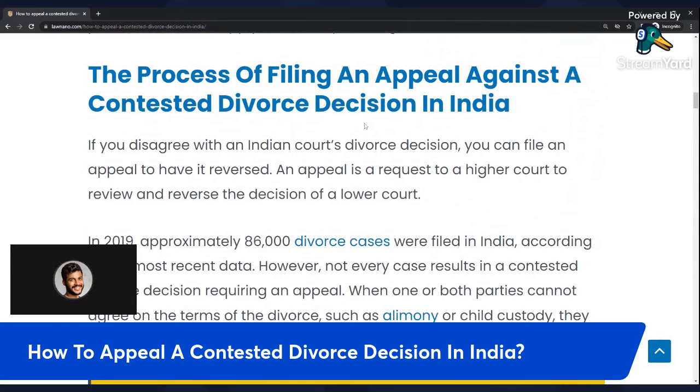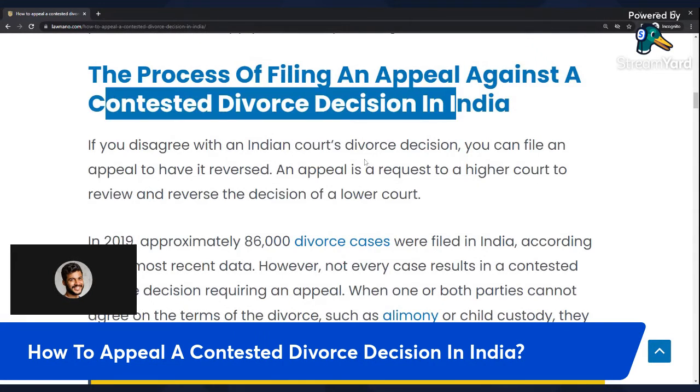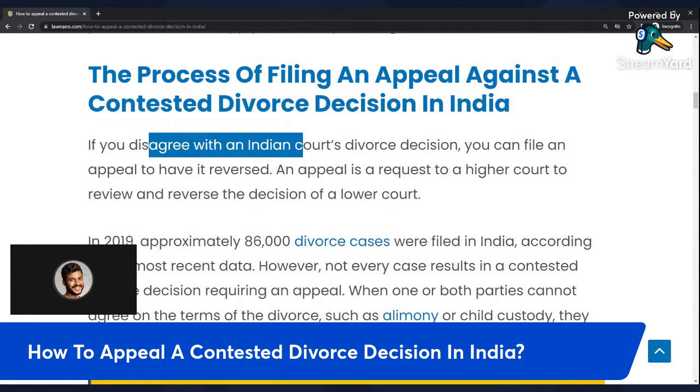So what is the process of filing an appeal against a contested divorce? For example, if there is a judgment, there is the magistrate court, there is the high court, the state level court, and then the supreme court. There are different levels of courts. So if a judgment has been given by, for example, the magistrate court, then you can appeal that judgment in the high court, or the uppermost court there. So in this situation, you can definitely appeal for it.